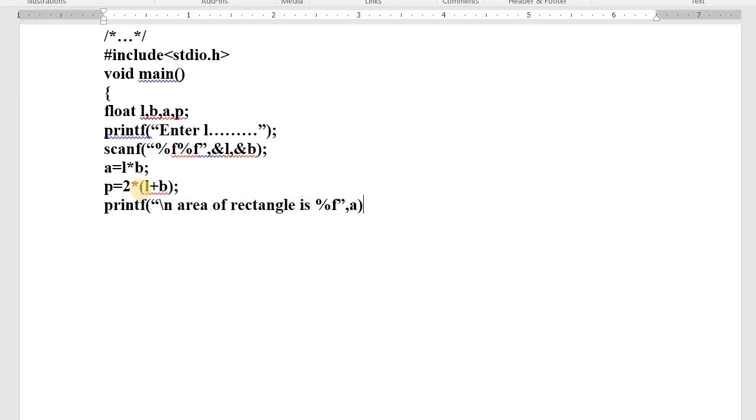Where is it? That is inside the A. Next, printf, where is the perimeter of rectangle? You can move the cursor to the next line, and perimeter of rectangle is percentage of, and that perimeter is available in the variable p, and the program completes. Don't make any mistakes because the machine will not understand, and if the machine does not understand, the evaluator will not understand. That means you lose marks in the examination.